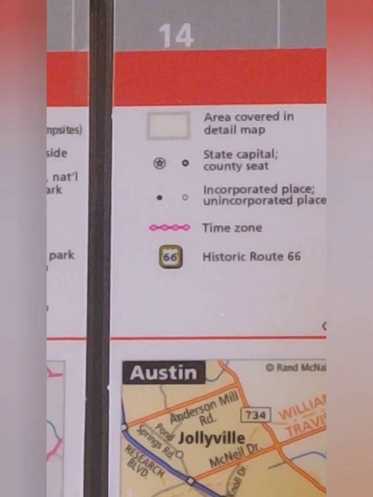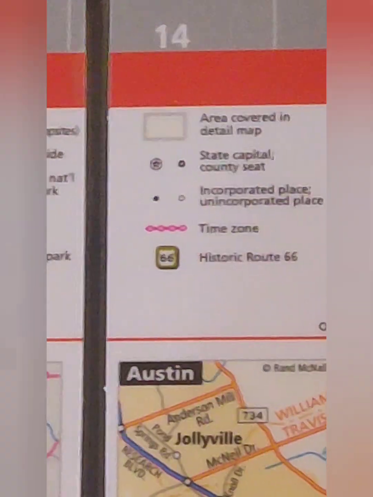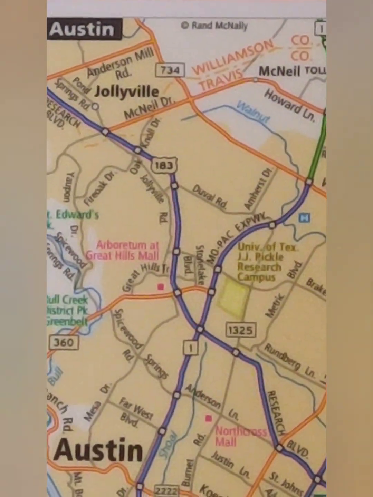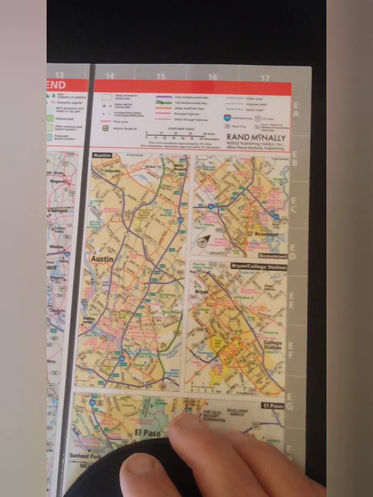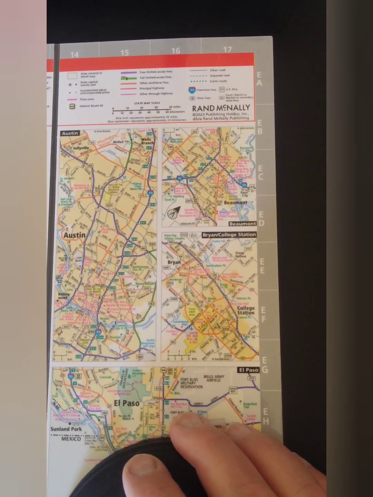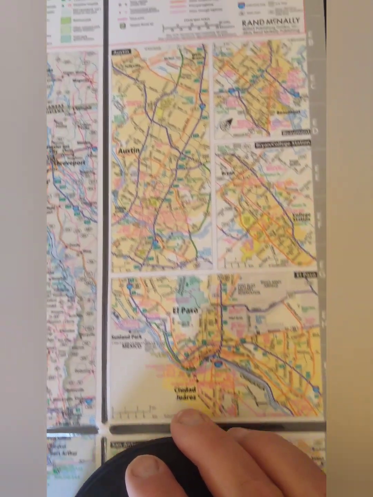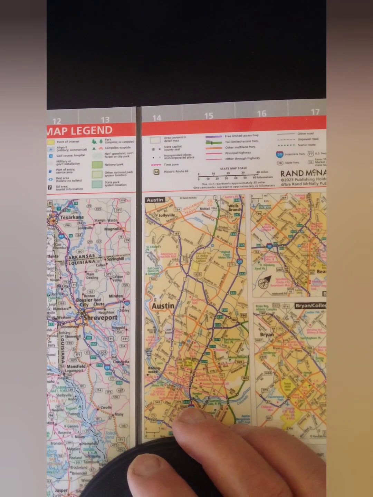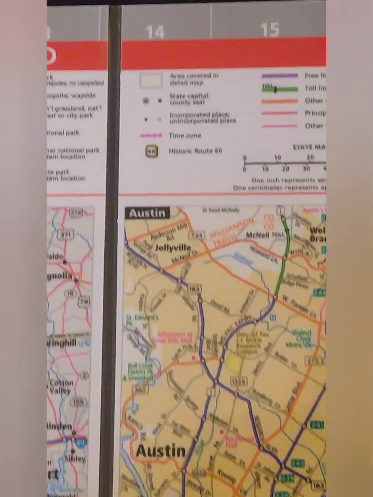So then, of course, over here you have area covered in detail map. Now, when it says detail map, it's talking about these right here. Like this is Austin. This is a detail map of Austin. You have a detail map of Beaumont, Bryan College Station, El Paso. So some maps are just the state. Others actually break it down into the different cities inside the state.